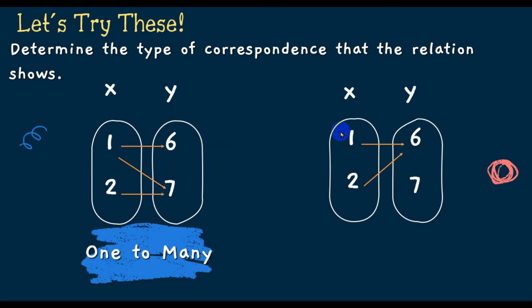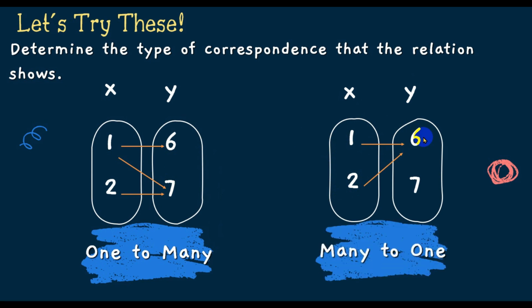For the second item, meron tayong x and y again. Ang x po na 1 and 2, pareho silang nakaturo kay 6. So, again, dalawang term dito sa ating x, parehong ka-pair ay iisa lamang na term sa y. So, ito naman ay ang example ng many to 1. So, that's the difference between 1 to many and many to 1.